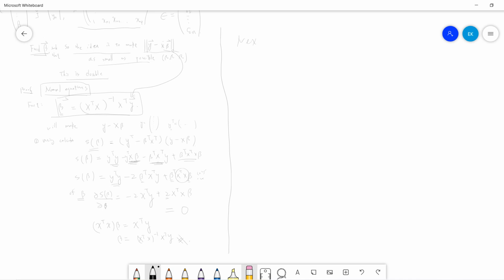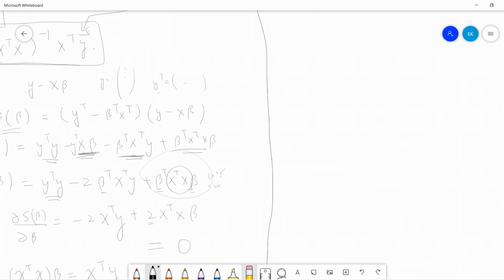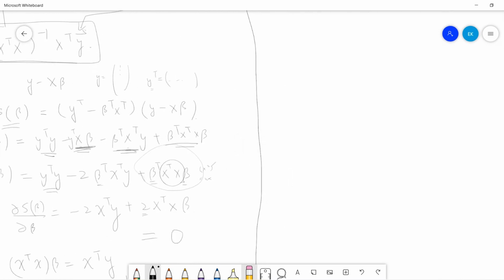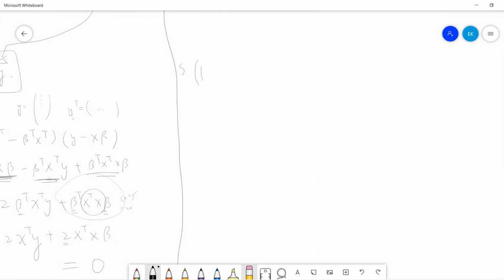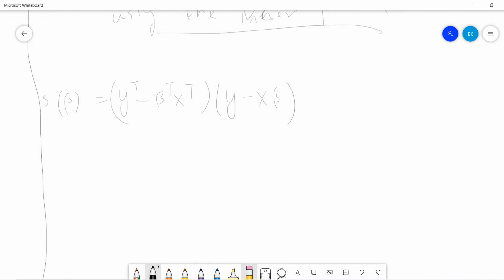Okay, so the next way is using the standard inner product space. I like this method compared to calculus, because in calculus you need to deal with these terms, and maybe you need to write down carefully to make sure that everything you did is correct. But if we use an inner product space, there's no need to worry about this. So let's go back to S of beta and see how we can prove it. I can define an inner product space.